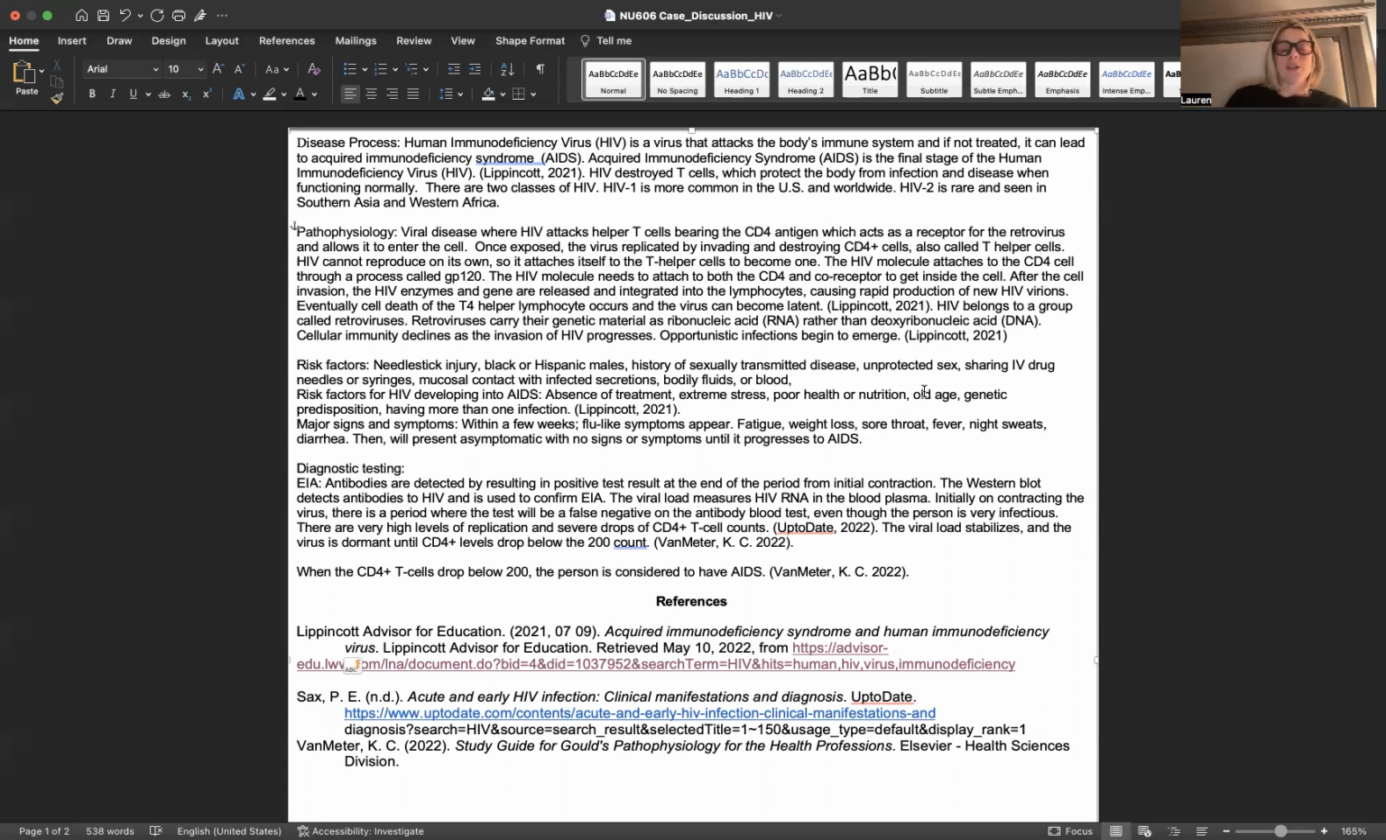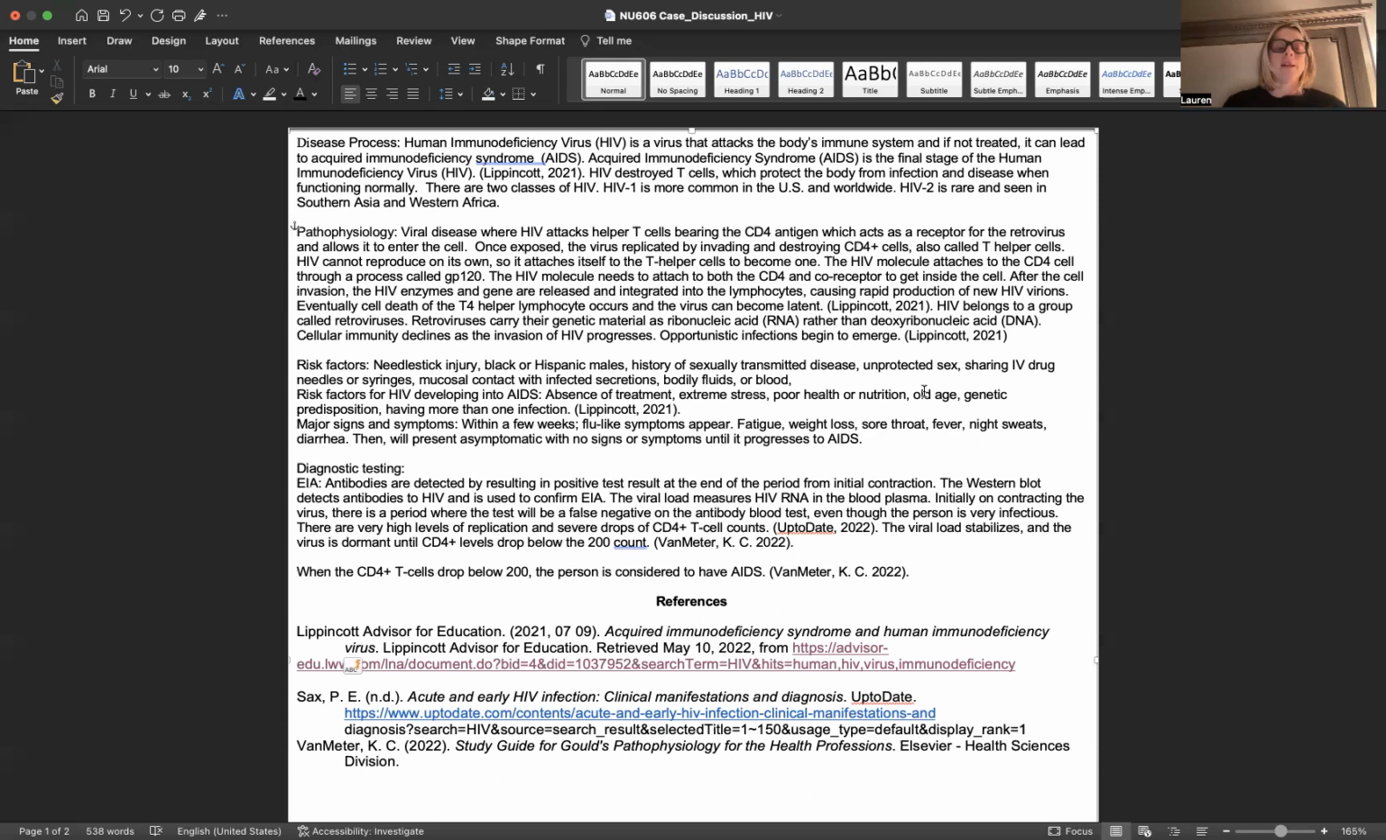The viral load measures HIV RNA in the blood plasma. Initially, on contracting the virus, there is a period where the test could be and will be false negative on the antibody blood test, even though the person is very infectious.